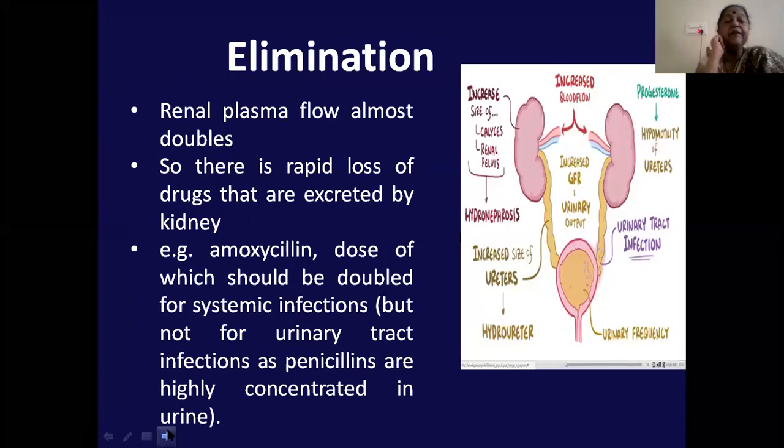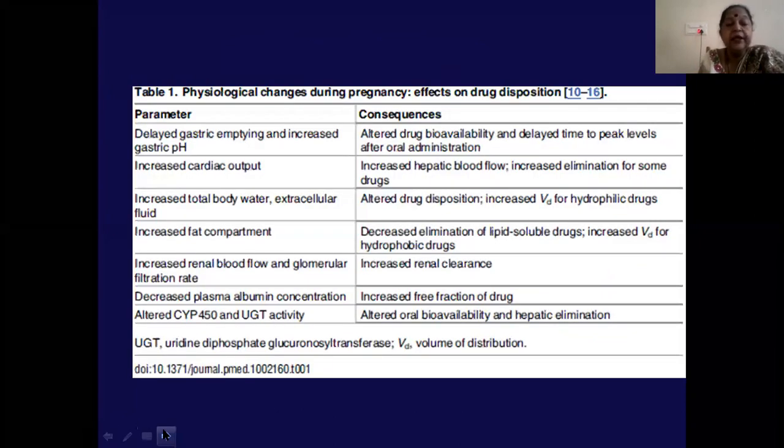And third one, very important, is the elimination through the kidneys. The renal plasma flow is almost double. So there is a rapid loss of drugs. They say that whenever you are giving amoxicillin, you should increase the dose whenever you are treating systemic infections. But if you are giving amoxicillin for urinary tract infections, it is mainly concentrated in the urine. So you need not increase the dose. So this is how, in a nutshell, you remember this, that these are the parameters and these are the consequences.